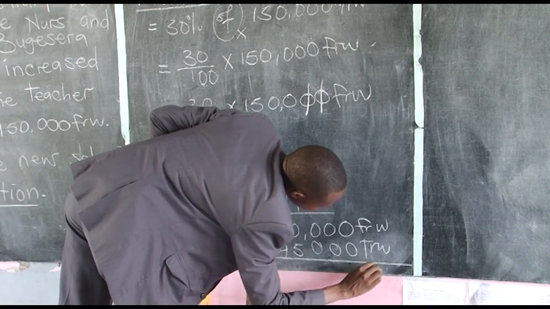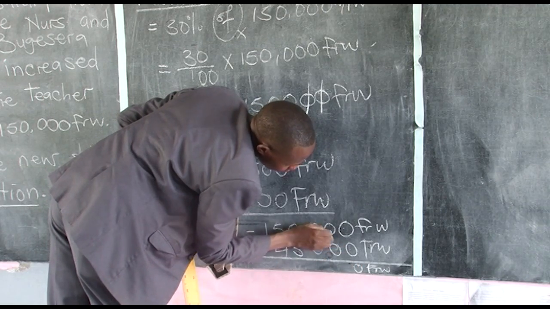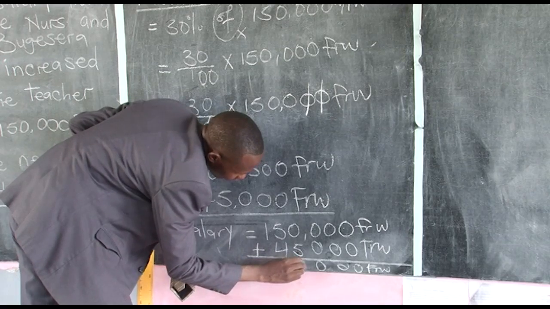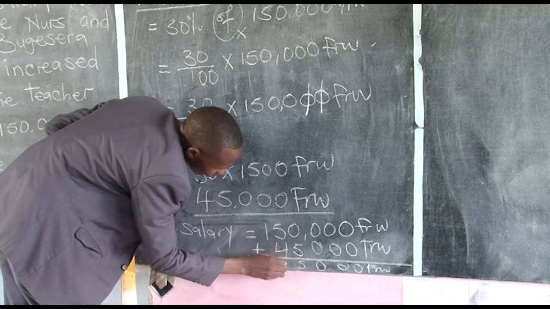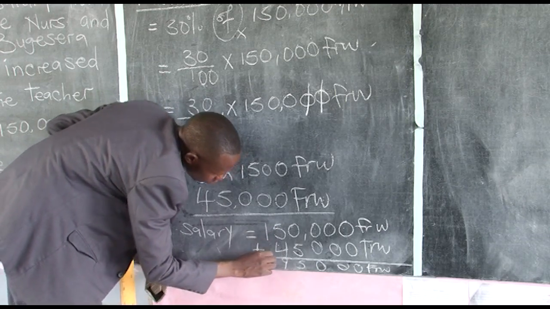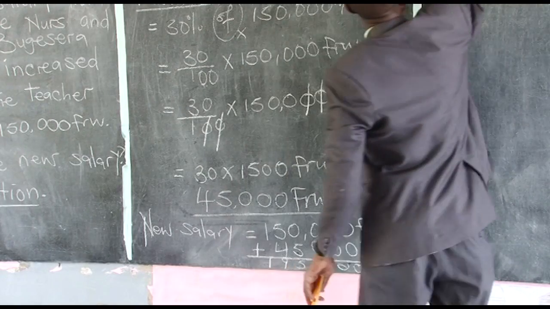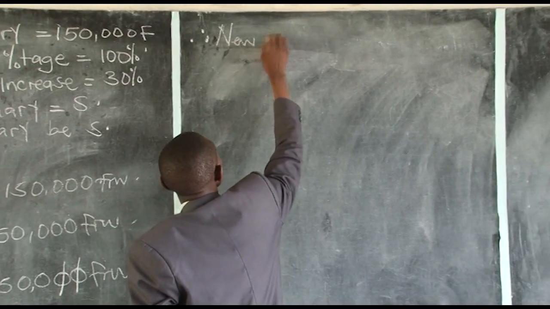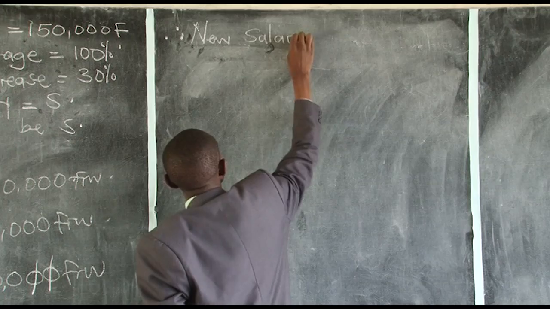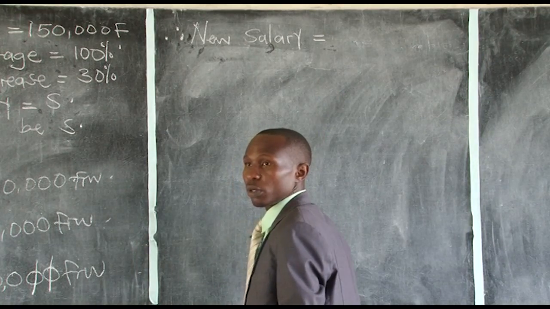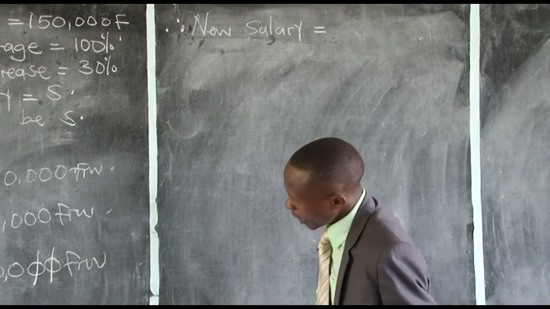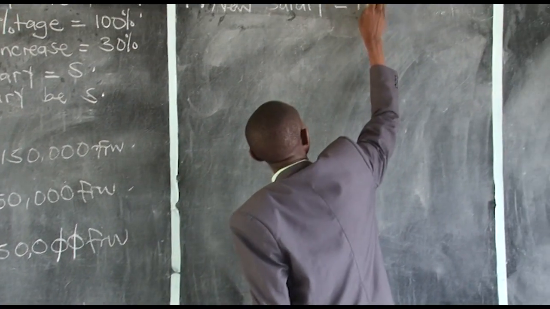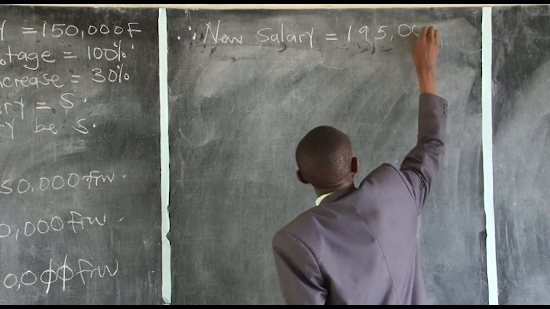So this will give us francs. We shall say 0 plus 0, 0. 0 plus 0, 0. 0 plus 0, 0. Okay? 0 plus 5, it will give us 5. 5 plus 4, it will give us 9. 1 plus 0, it will give us 1. So from there, I'll come here and say, therefore, the new salary will be equal to, how much have we got here? This is the old salary, 150,000, plus the increment. They added him more, 45,000. So we have come out with 195,000 francs.